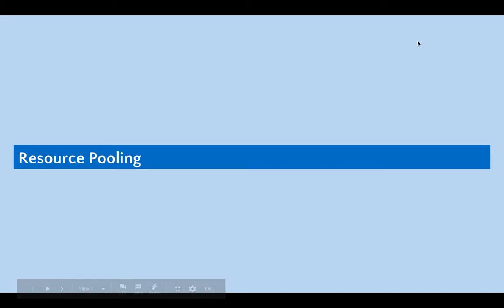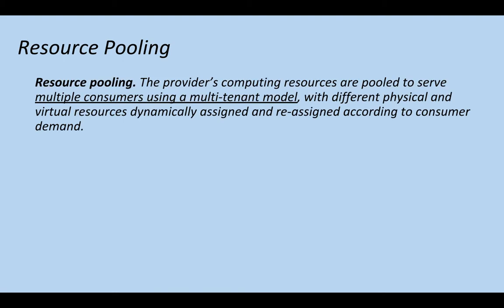So resource pooling is the third characteristic out of the five essential characteristics of cloud computing. The first was on-demand self-service. The second one which we had was broad network access, and this is the third one, resource pooling. So let's get into the details of what it actually means and how it will be beneficial for the cloud service providers as well as for the cloud customers.